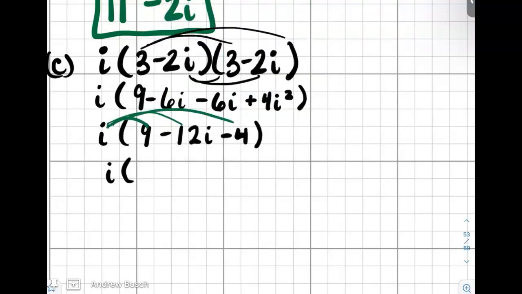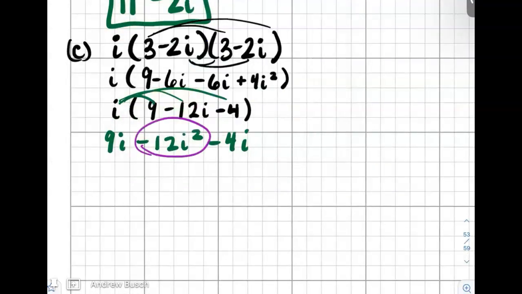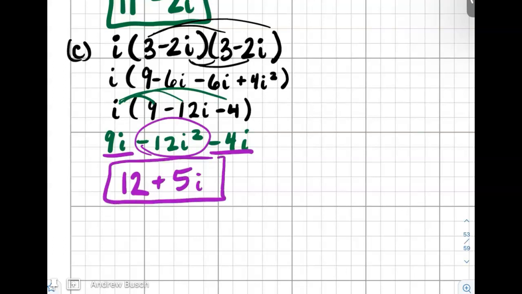So I've got 9i minus 12i squared minus 4i. The negative 12i squared, i squared becomes negative 1, so that's going to become a positive 12. And then you put your i's together, you get 5i. So that's as simplified as you can go for part C.